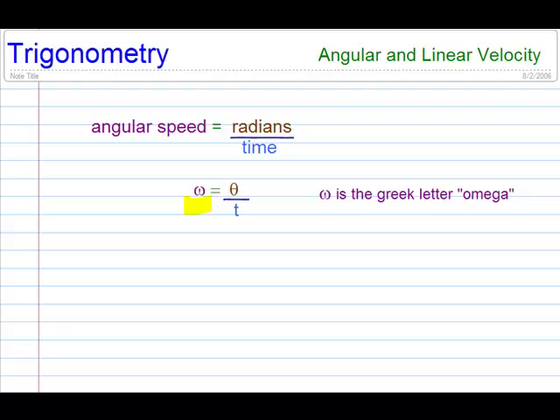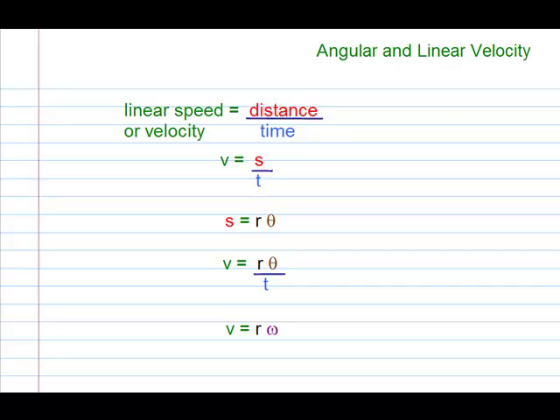Angular speed or angular velocity is always measured in radians per unit of time, and when you see the Greek letter theta, it should remind you that you're using radian measure. Linear speed or velocity is what we've been using throughout our lives. Distance per unit of time is how we measure speed, miles per hour, feet per second, etc.